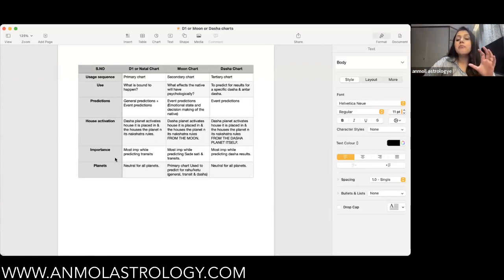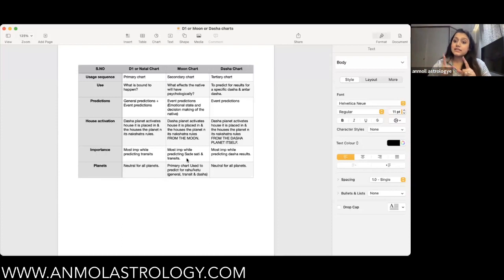Now the next is the importance of that particular chart. The natal chart is most important while predicting transits. The moon chart is most important while predicting Sadesati and transit. So always, whenever you study Sadesati, first use the natal chart, because it is going to give you the concept of how circumstances are going to unfold.